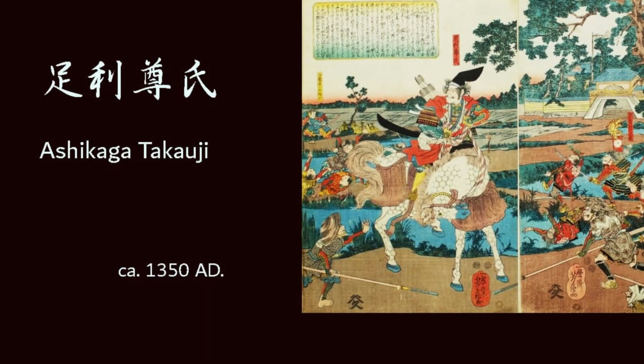In this vein, Ashikaga Takauji and other members of the warrior class sided with the emperor and destroyed the Kamakura shogunate in the first half of the 14th century. After the fall of the shogunate, the emperor began to conduct politics himself.